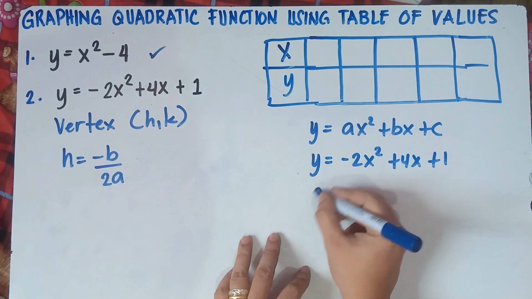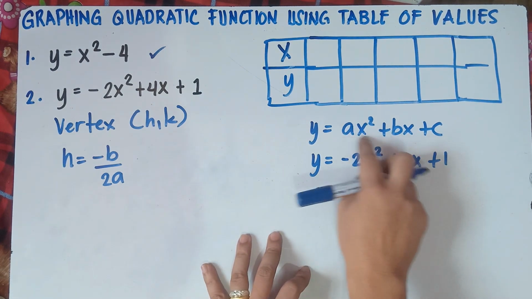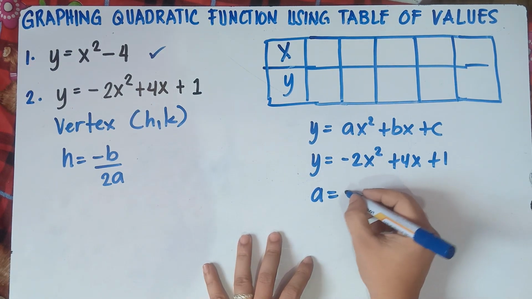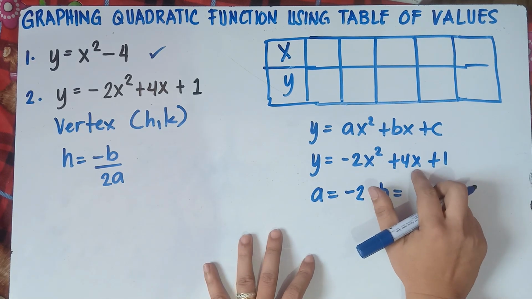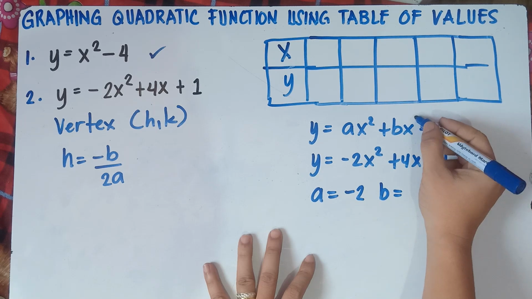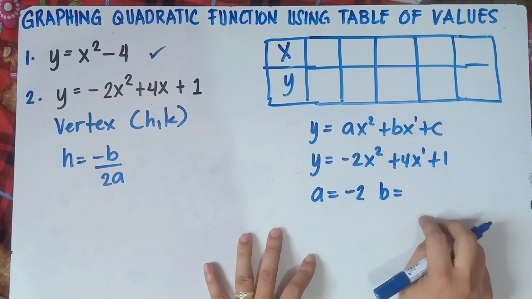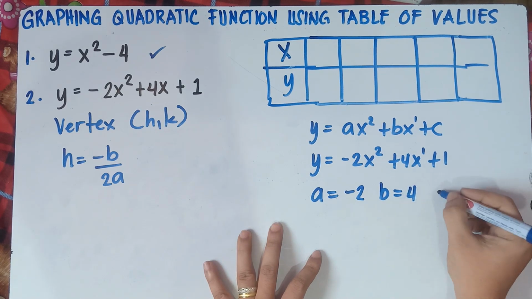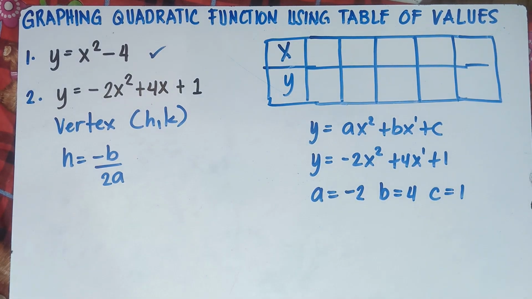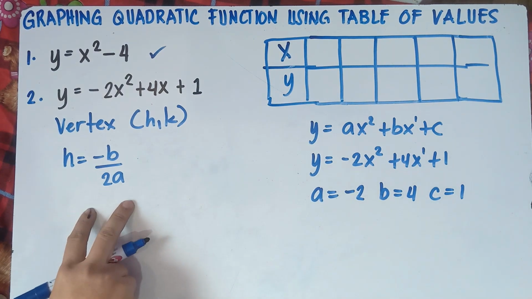Our a is beside x squared, so our a is negative 2. Our b is beside x with the exponent of 1, so our b is 4. And our c is 1. Now, once you get the values of a, b, and c, you can use the formula to find the center part.